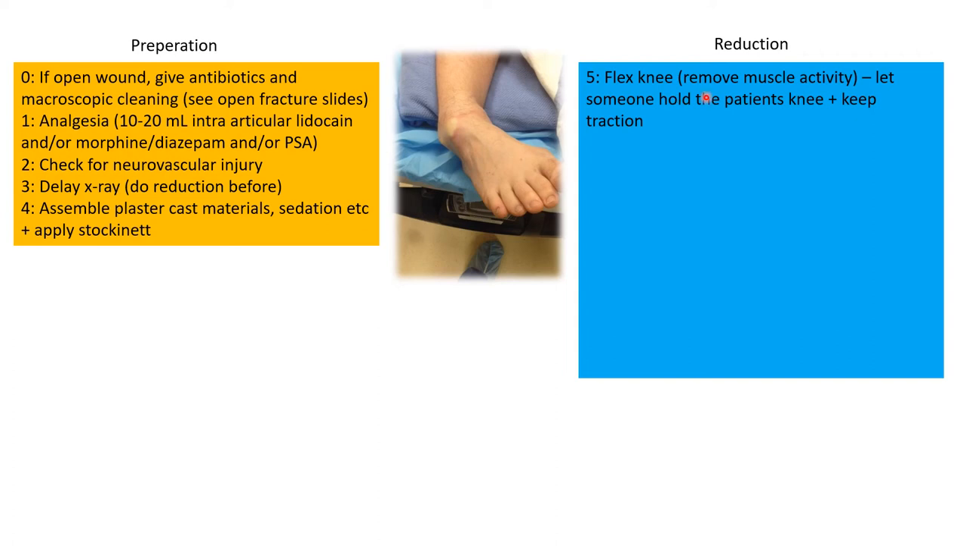Flex the knee to remove the muscle activity. Let someone hold the patient's knee and keep that traction, like hold the thigh of the patient, so that the knee is flexed in a 90-degree angle, and then you can pull like that.